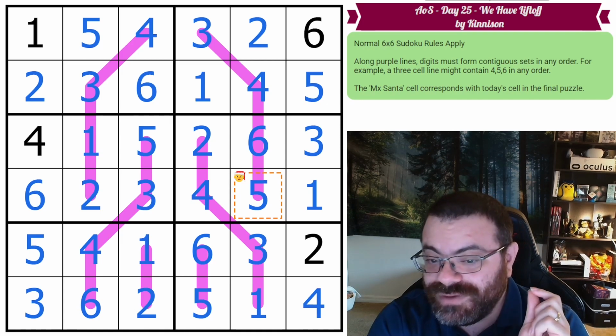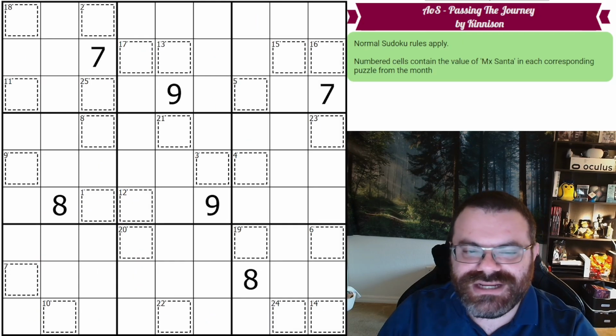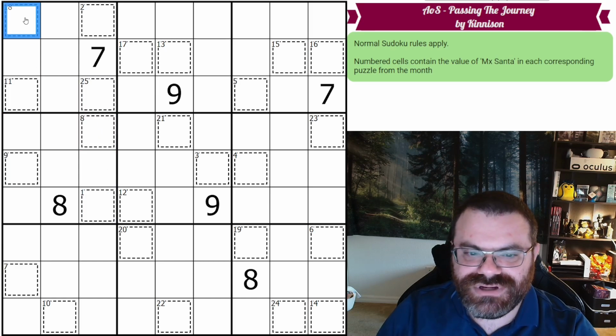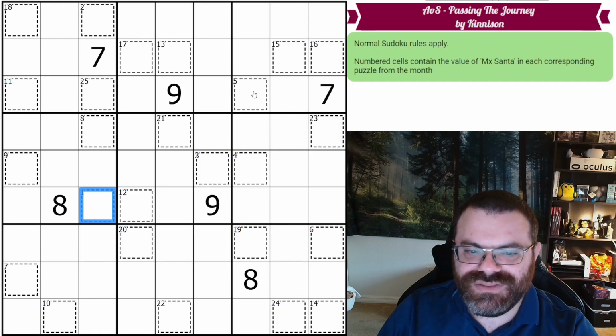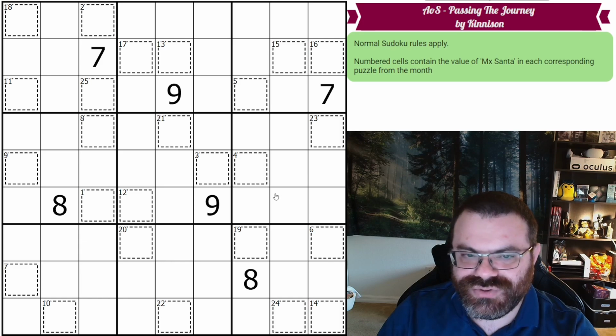Now, there is one more puzzle. So I will show you it real quick. It is a 9x9 Sudoku. This is the normal size for a Sudoku that you'll mostly see. And we have all of these different numbers from 1 to 25. We have to take our Santa cell from each day, 1 to 25, and we have to fill out this puzzle with those answers. And then we solve this as a normal 9x9 Sudoku.